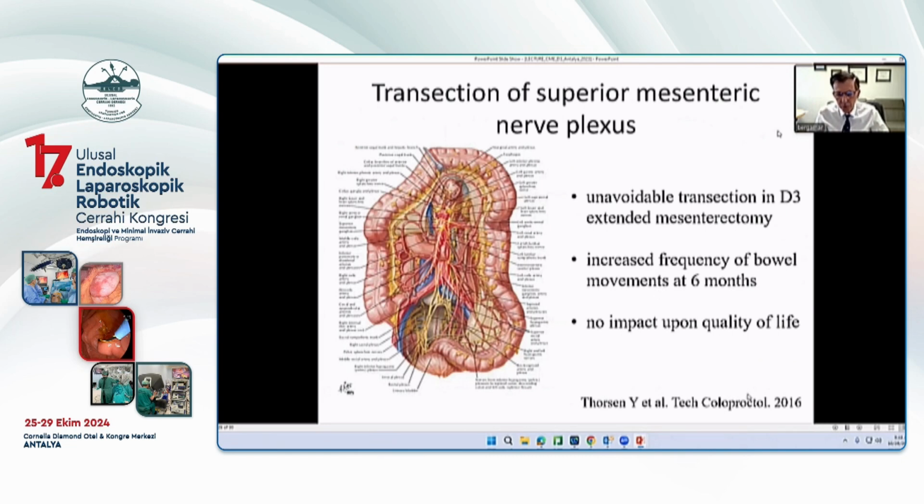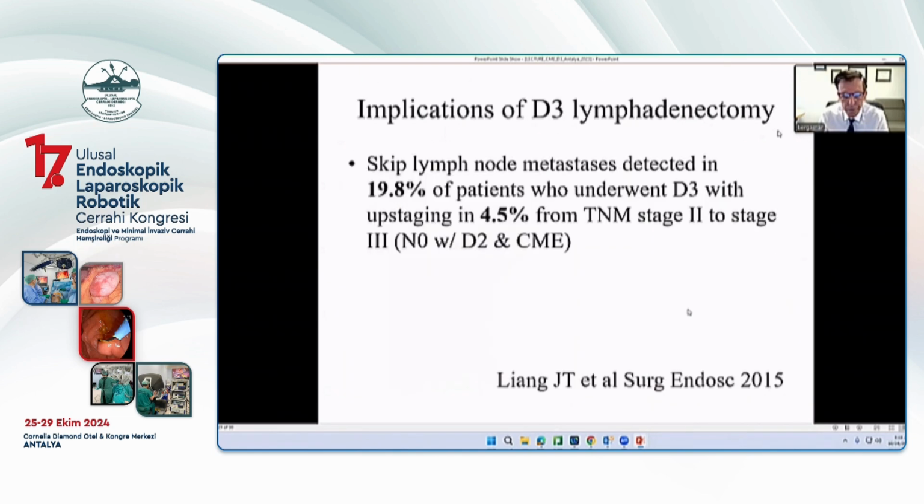Another work from Norway was addressing the question that if you do this lymphadenectomy on the front and even on the back of the superior mesenteric vein, you're going to cut some nerves. And the question is whether, by cutting those nerves, you will increase bowel movements. But they've been following patients for 6 months and they concluded that there were no bowel movement issues.